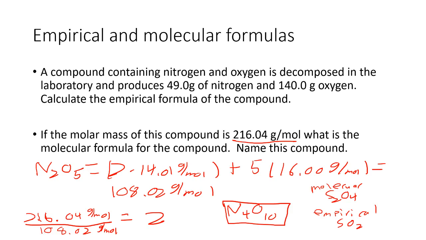When you're doing empirical to molecular, you'll need some additional numbers, in this case a molar mass, to make that transition. For molecular to empirical, you won't need any additional information. You'll just have to know how many atoms there are, and you can see if there's a common factor. So that concludes what we're going to be working through in this chapter.